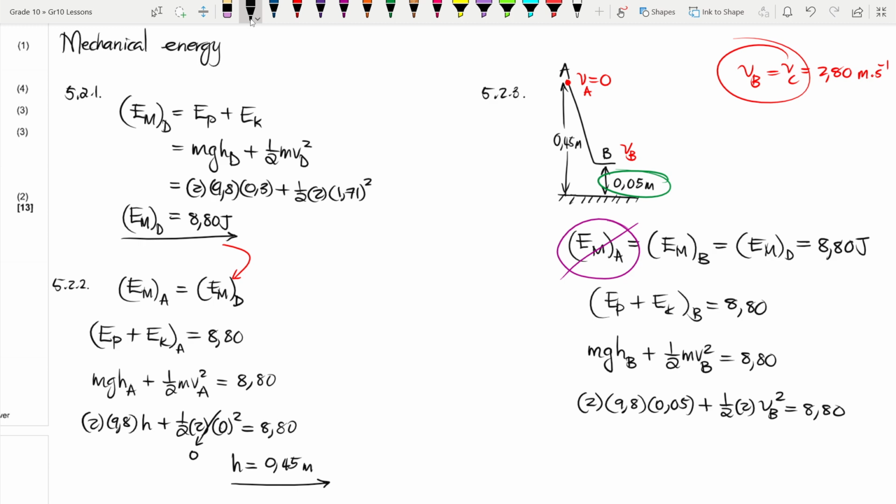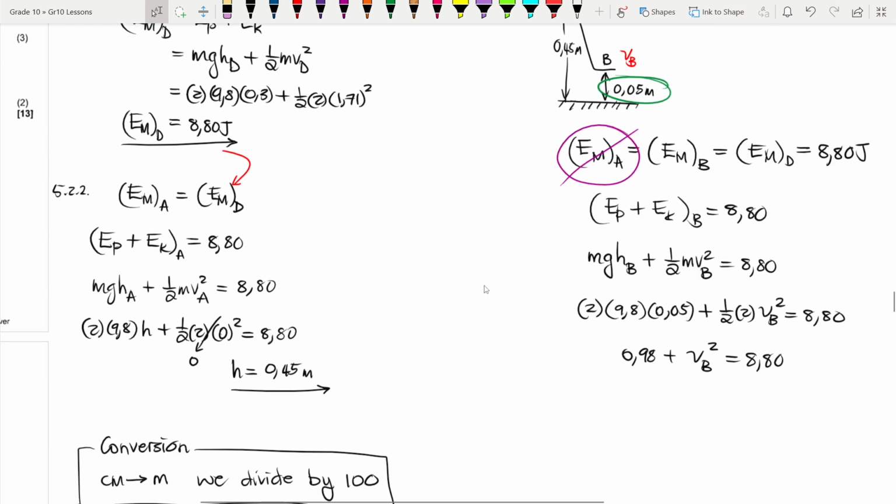By the way, I find 0,98 for this, plus half of 2 is just 1. So this is the same as just plus VB squared equal to 8,80. Then I'll take the 0.98 to the other side, it becomes negative. And now VB squared is equal to 8.80 minus 0.98, and that is equal to 7.82. By the way, this is VB squared. Then to find VB, I have to take the square root.